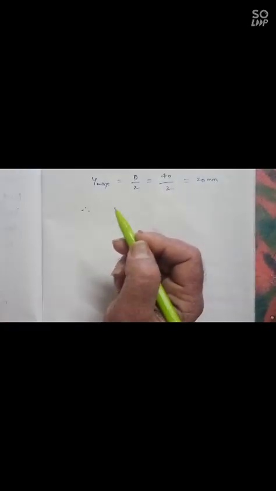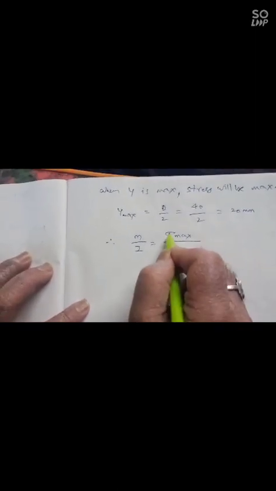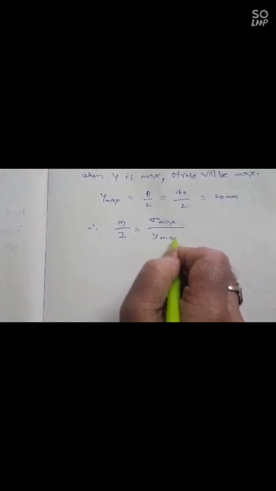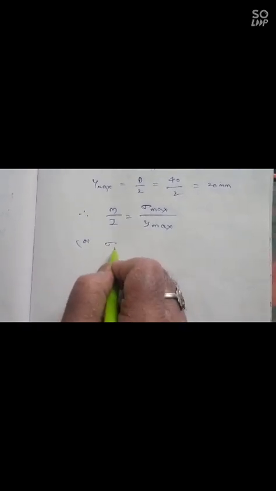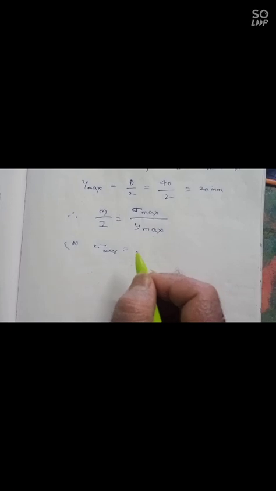So therefore the previous formula can be changed as M by I is equal to sigma maximum by y maximum, or maximum stress is equal to M by I into y maximum.